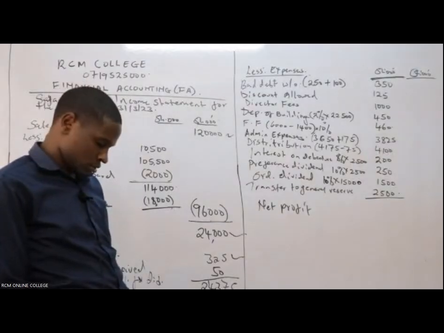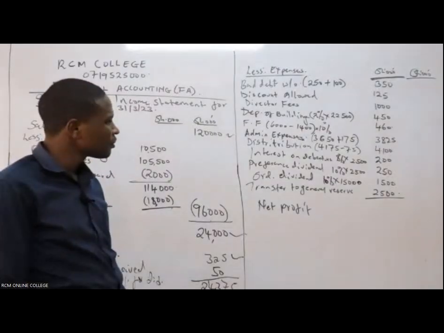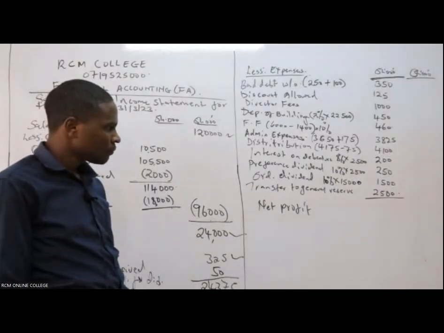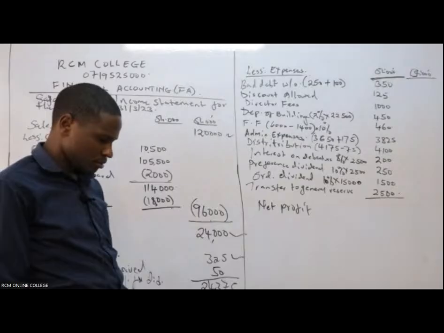Okay. 200. Interest paid. Already that one is taken care of. Okay. Preference dividend. Preference dividend. Yes.